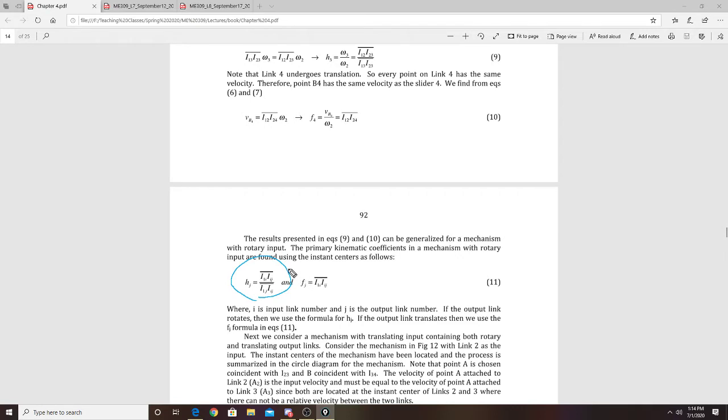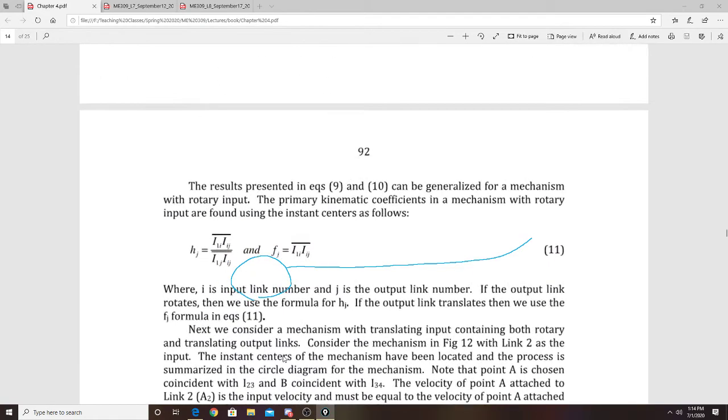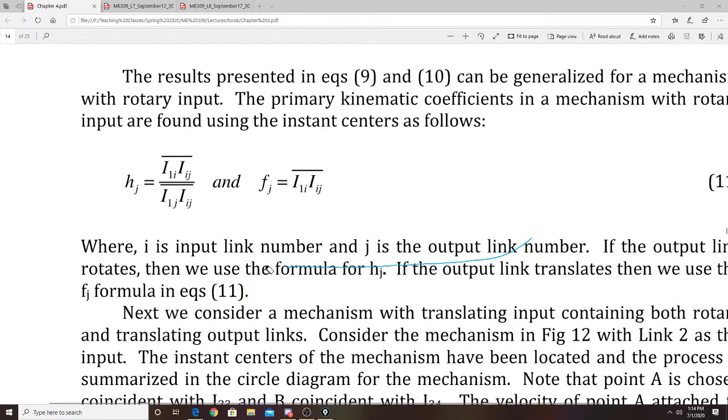So right here, I can zoom in a little bit, but they put I for the input, but our input is generally 2, so I just put 2 there. But this is the base equation, where I is the input, J is the link that you're finding it for. So this would be your 3, this would be your 2. But if the input link ever changes, you have to change it for that.